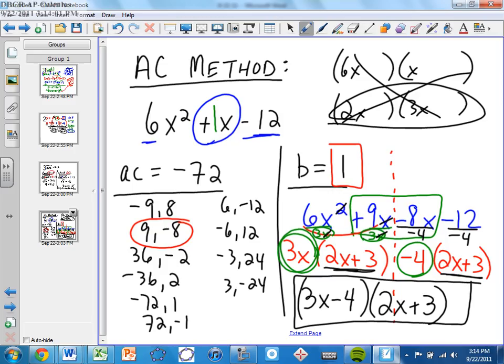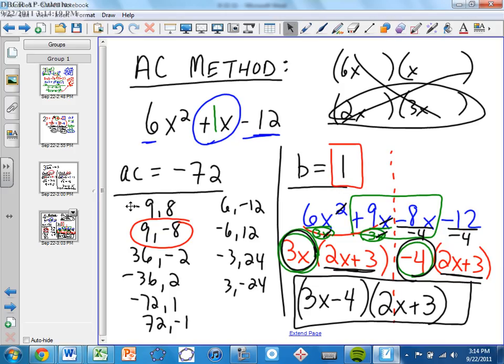How did you get 3x minus 4 and 2x plus 3? Right here? Yeah. I took the first coefficient of 3x right here. I took the second coefficient of minus 4, and I put them together. Then I took this one, which is repeated, and I only wrote it once. So this is your first factor. This is your second factor.